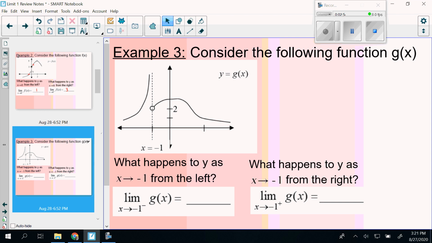All right. On this example, why don't you pause and try this one out for yourself. All right, let's see what you got.